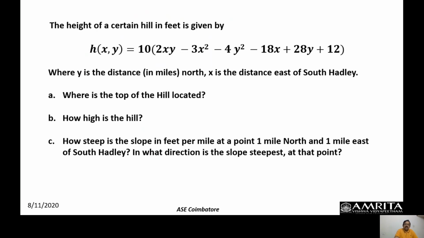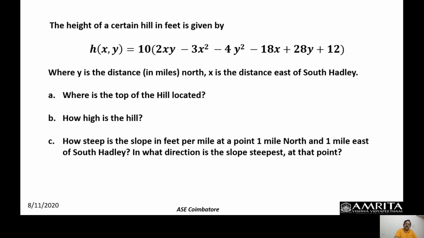First question is, where is the top of the hill located? In such a question, the first thing is we have to be very clear in understanding what is given. If you understand that, half the problem is done. The only thing that is given is the height function, and it also defines what x and y are. Y is the distance up north, and x is the distance east of South Hadley. So South Hadley is at some point, and east of South Hadley is going to vary along positive x. Okay.